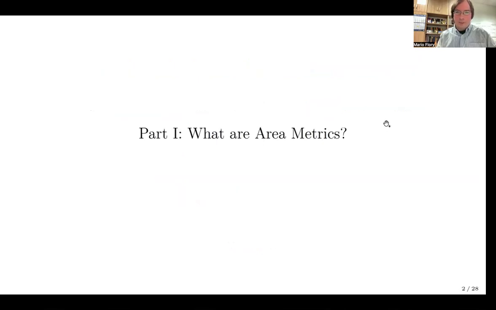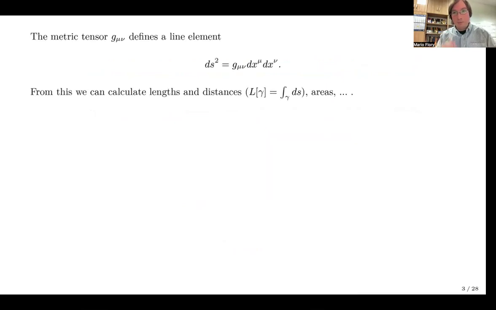First of all, I'm going to explain to you what area metrics are. You may be familiar with regular Riemannian geometry, where we have a metric tensor that defines a line element, and from that we can define lengths and distances by integrating it along curves. But as a second order consequence of sorts, we can also define areas and volumes and so on.